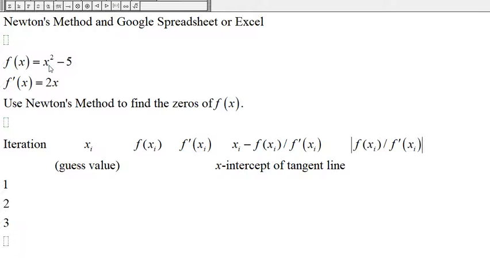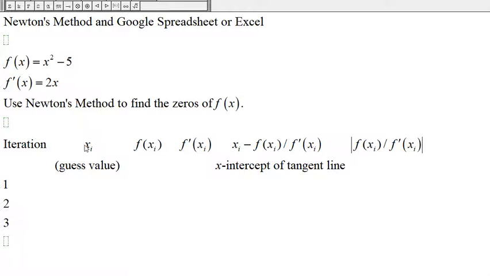Here we have the function f of x equal to x squared minus 5, and so the derivative is 2x. What we want to do is use Newton's method to find the zeros of this function, or the x-intercepts of this function right here.